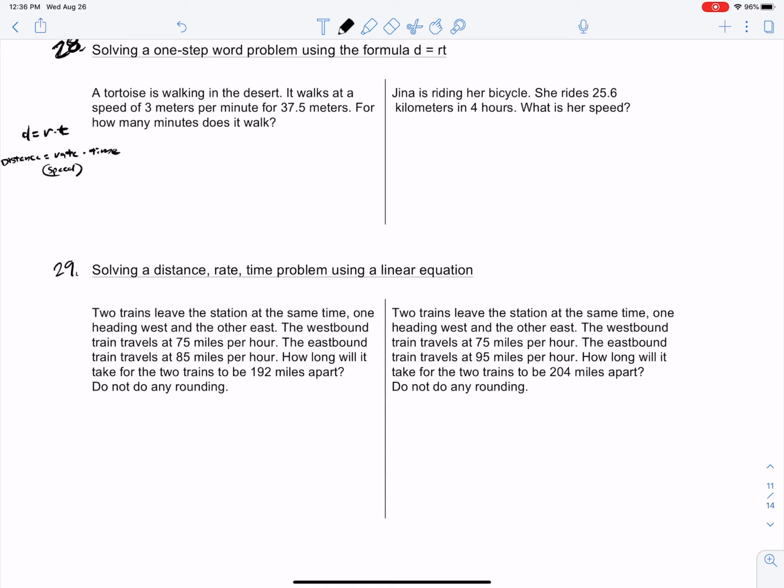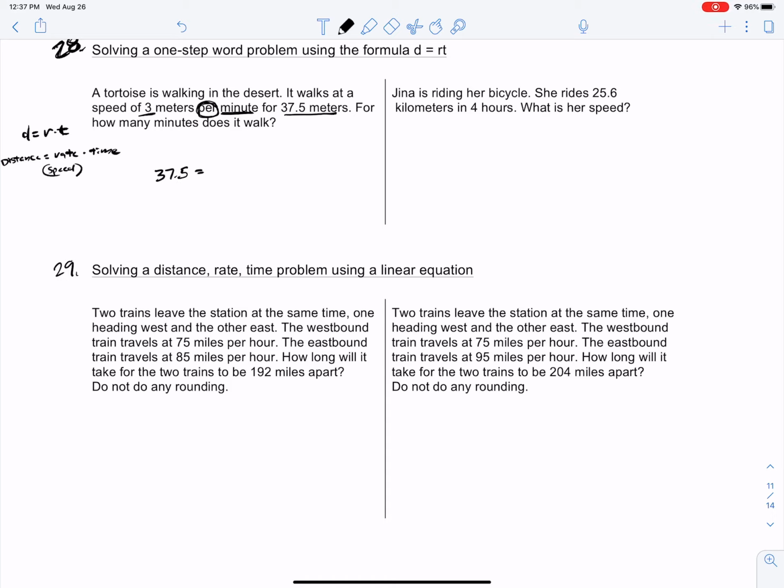So let's read this. It says, a tortoise is walking in the desert. It walks at a speed of 3 meters per minute for 37.5 meters. For how many minutes does it walk? Well, let's look. It walks at a speed of 3 meters per, okay, you should automatically be thinking of multiplication, minute for 37.5 meters. So what is our distance that this tortoise is walking in total?